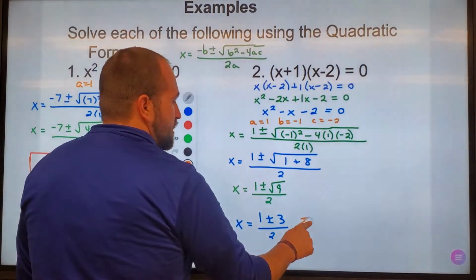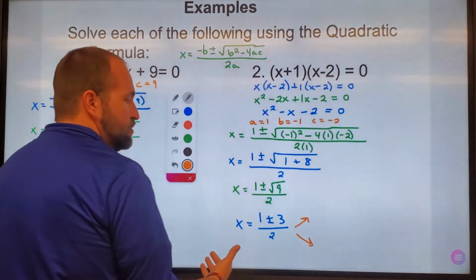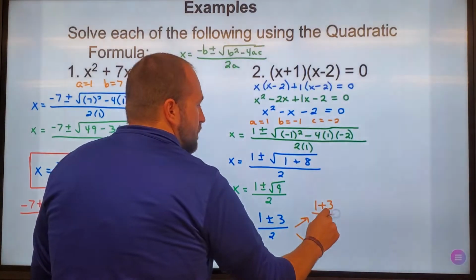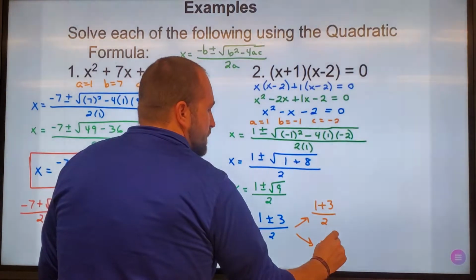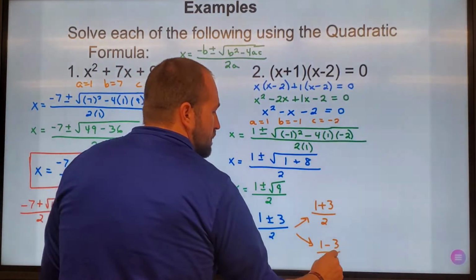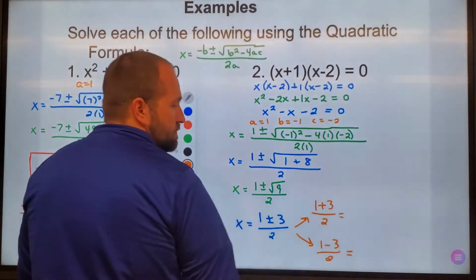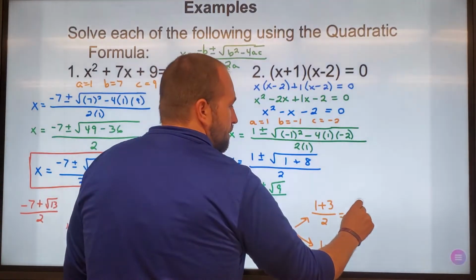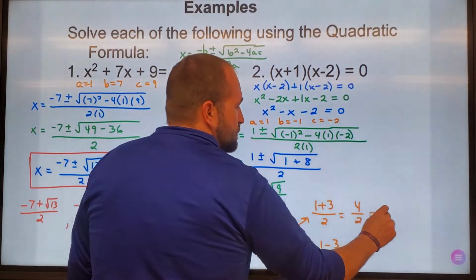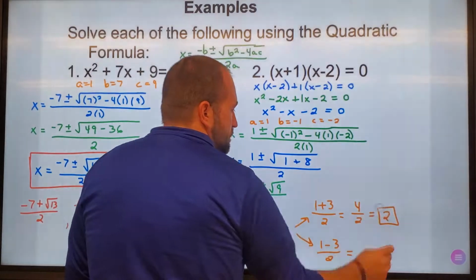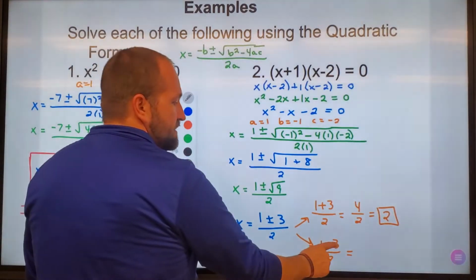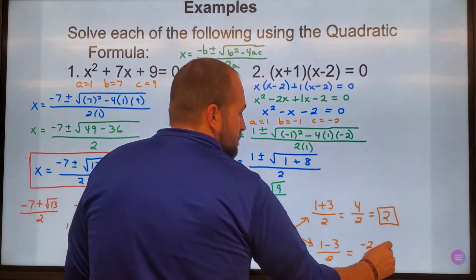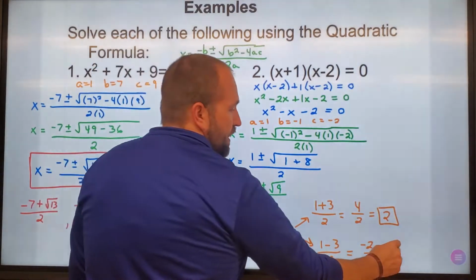So I'm going to split this up into two things. I have 1 plus the 3 over 2, and then I have 1 minus the 3 over 2. 1 plus 3 is 4 over 2, which then reduces to become 2. And 1 minus 3 is negative 2 over 2, which becomes negative 1.